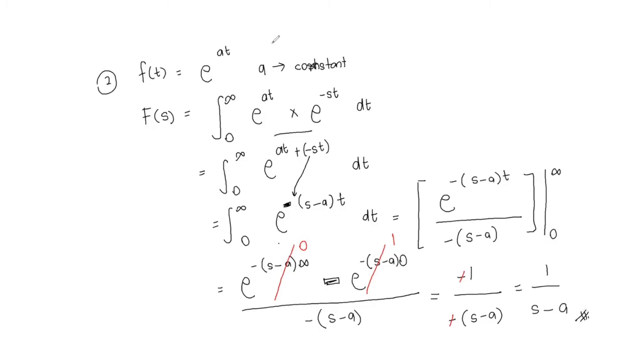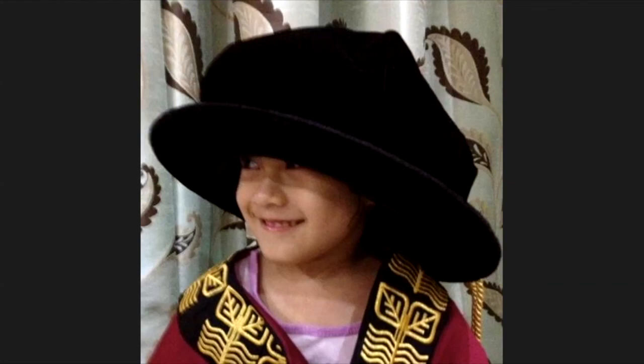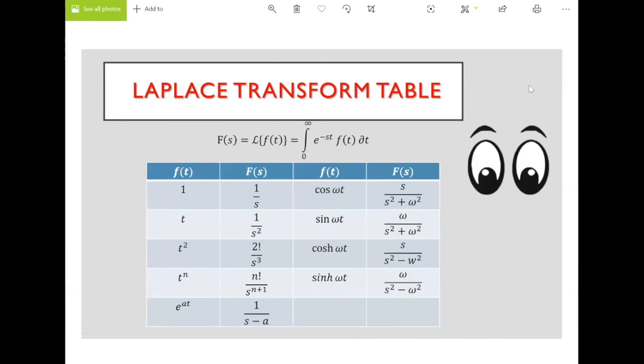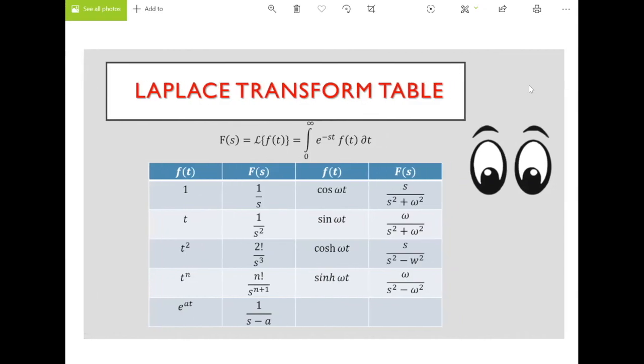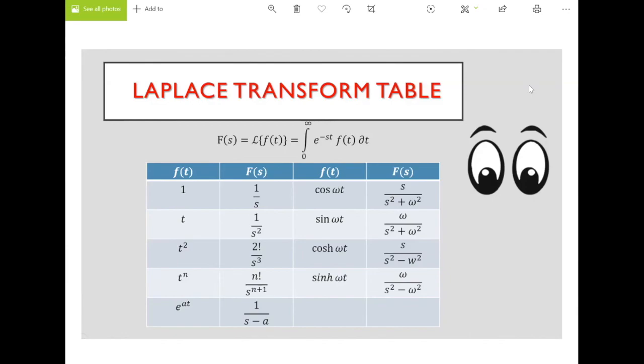Okay, now the two examples which I have shown you basically correspond to the Laplace transform table here. So the first one is this part, yeah, which is given an input 1, your Laplace result will be 1 over s. The second one is here, given an input exponential to the power of at, the result will be 1 over s minus a.